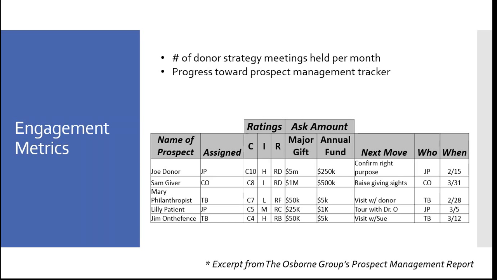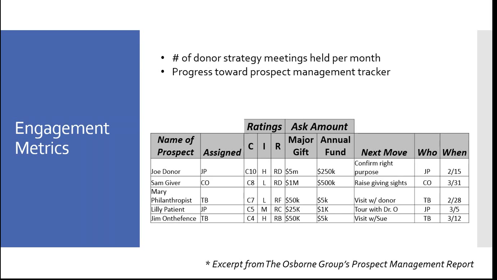When you think about engagement metrics, when you think about what you need to measure, think about what your issue is around engagement. Is the issue that you're getting stuck while you're trying to develop engagement opportunities? I think half the battle when we're coming up with engagement opportunities is just thinking of what to do. How do I engage Joe Donor? What should I be doing with him or with Mary Philanthropist?